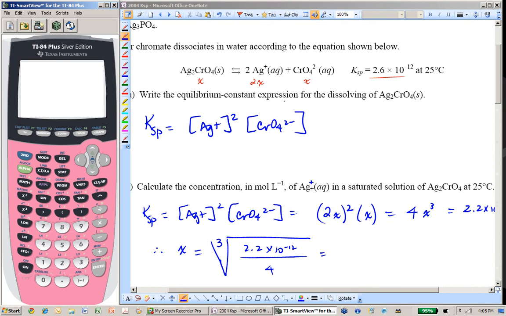Okay. I like the math key. I like item 4 for the cube root, but you can do this any way you want. There's at least 2 other correct ways to put that in your calculator. I'm just too lazy to punch all those buttons. So 2.2 second EE minus 12 divided by 4. All under the radical for a cube root gives me X, which is 8.2.